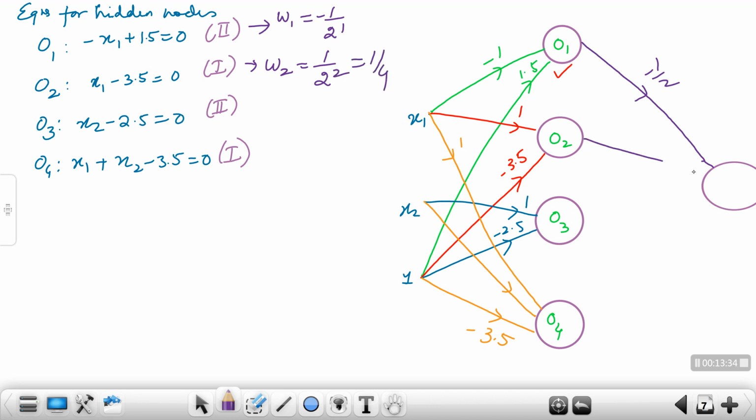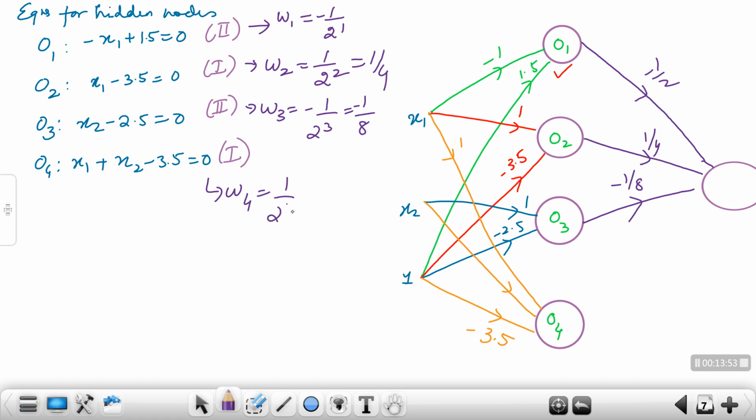The second weight, because it is class 1 which is getting classified, will be positive. So the weight will be 1/4. Next, again W3, class 2 is getting classified, so it will be -1/8. And last, W4, 1/2 raised to 4, which is 1/16. It is positive because the class which is getting classified is class 1.